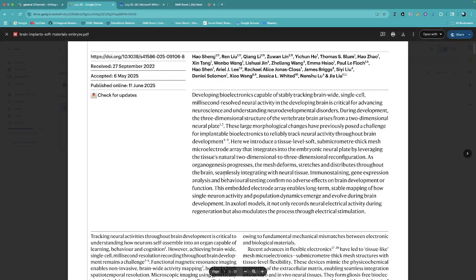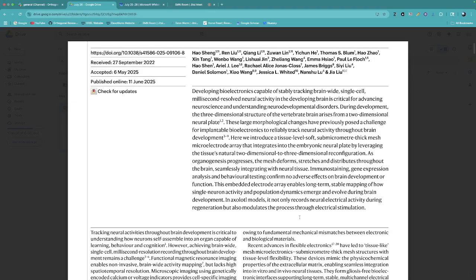Immunostaining, gene expression analysis, and behavioral testing confirm no adverse effects on brain development or function, which is good if you want to measure brain function in situ, but you don't want to contaminate it by dysfunction. This embedded electrode array enables long-term stable mapping of how single neuron activity and population dynamics emerge and evolve during brain development. And then they use Axolotl as their model, so it not only records neuronal electrical activity during regeneration, but also modulates the process through electrical stimulation.